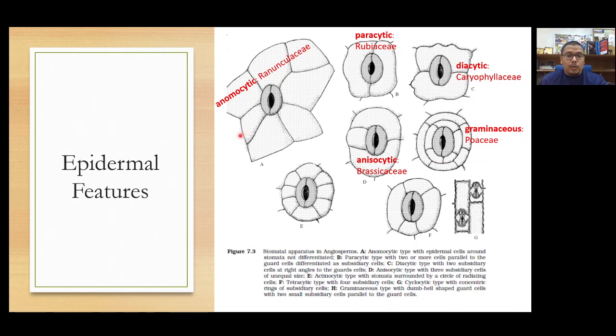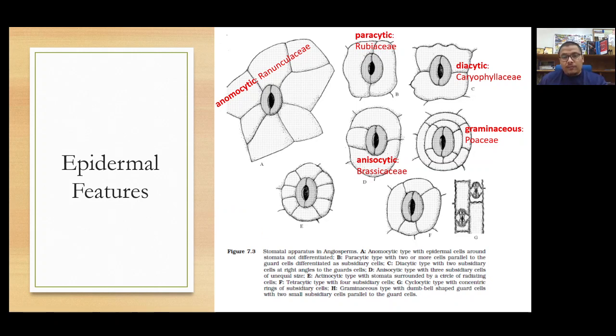have the anomocytic stomata. In the Brassicaceae, we have anisocytic. In the Caryophyllaceae, they have diacytic. The Rubiaceae has paracytic stomata, and finally the Poaceae has gramineous stomata.